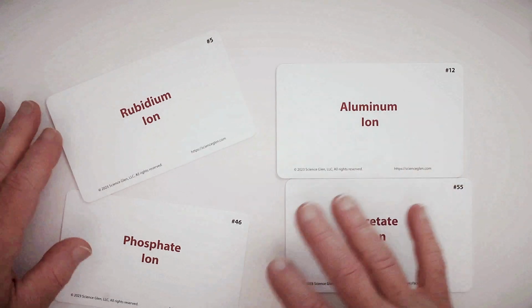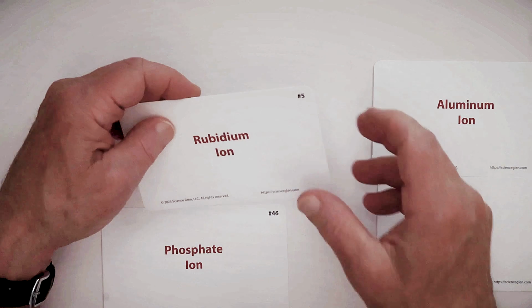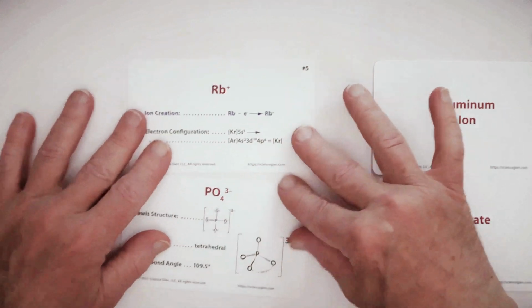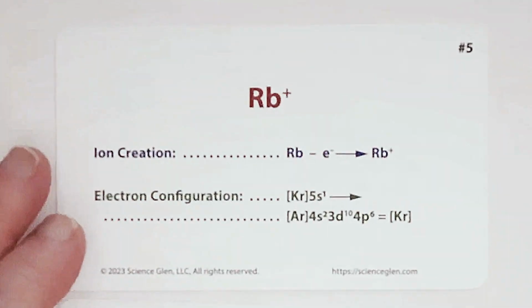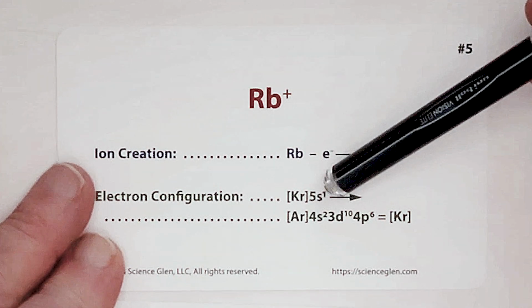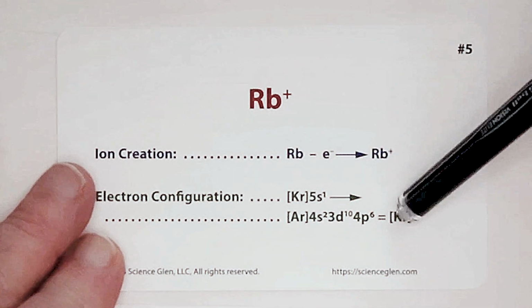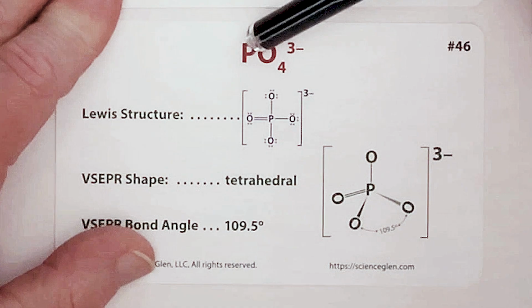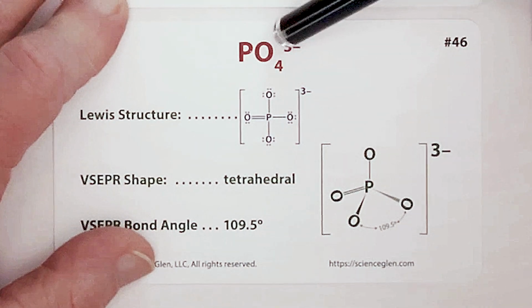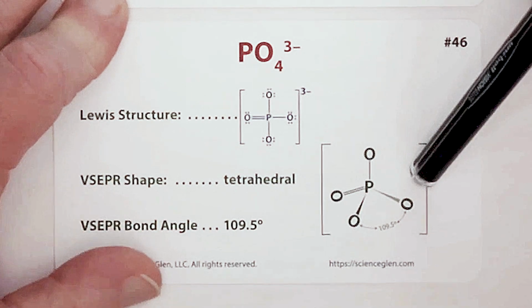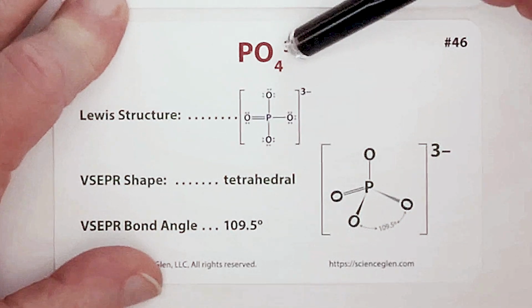So let's look at these, a bit by bit. We have rubidium ion, turn that over, and we have phosphate ion. Now you notice that rubidium loses one electron, the 5s1 electron, to be like krypton, and has a charge of +1. Phosphate has a phosphorus and 4 oxygens in a tetrahedral arrangement and has a full charge of -3.